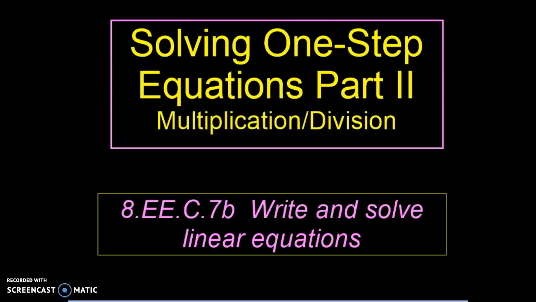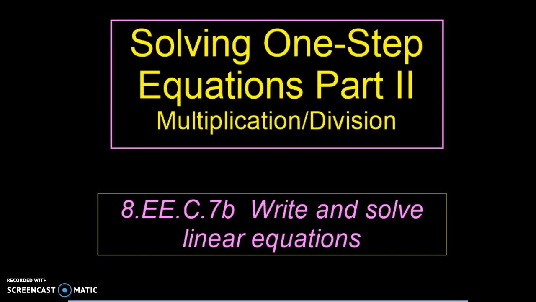Today we're going to focus on solving one-step equations when the equation starts off as a multiplication problem or a division problem. Just a quick review. Last time we met, we worked on addition and subtraction one-step equations, and we talked about what an inverse operation was. An inverse operation is that opposite operation that would undo in an equation.